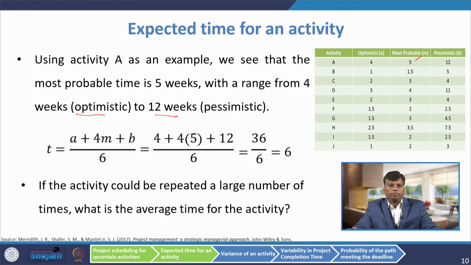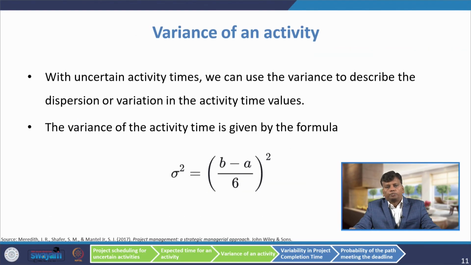If the activity could be repeated a large number of times, what is the average time for that activity? That is nothing but the TE, expected time, for example 6. The next aspect of the beta distribution is finding the variance of the distribution. So, next we go for finding variance of an activity. With uncertain activity times, we can use the variance to describe the dispersion or variation in the activity time values.